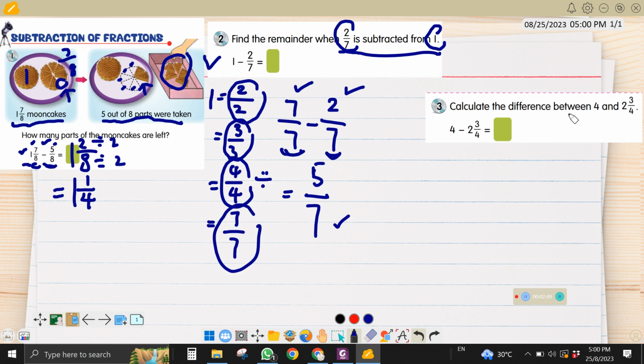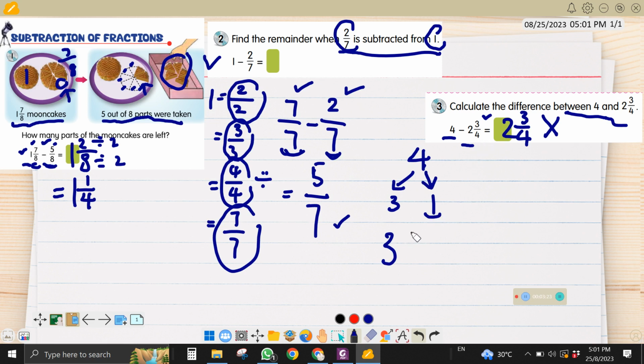Number 3, find the difference between 4 and 3/4. Now, a lot of students make the mistake of straight away taking the round number: 4 minus 2 is 2, and then the 3/4 you copy. Now, this is not correct. So what you have to do is break down the 4. The 4 you break down into 3 and 1. 3 plus 1 is 4, right? Of course, we cannot write 3 and 1. We need to write 3 and another fraction, 4/4. So this is also 3 and 1.